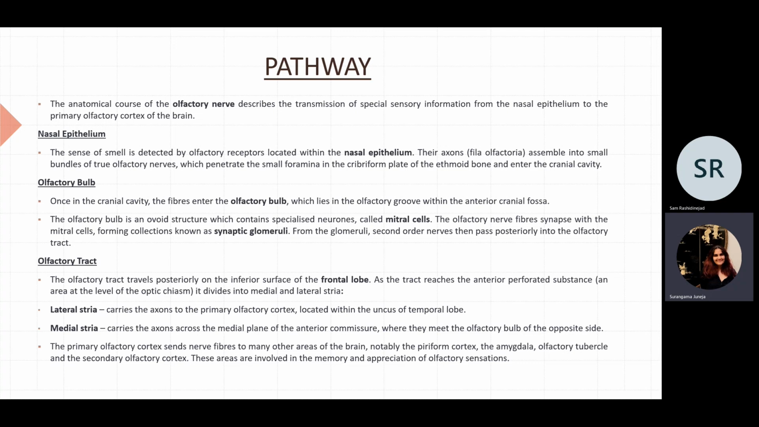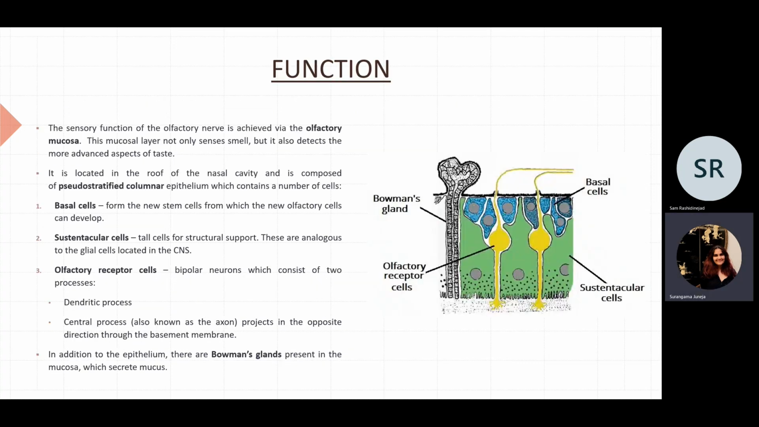You have the lateral and the medial stria that were spoken about already, so all the information is on the slide. And then we talk about how the primary olfactory cortex sends nerves to various areas of the brain. The amygdala, olfactory tubercle, and the secondary olfactory cortex are really important locations. And I think we can move on to the next slide, which is the function.